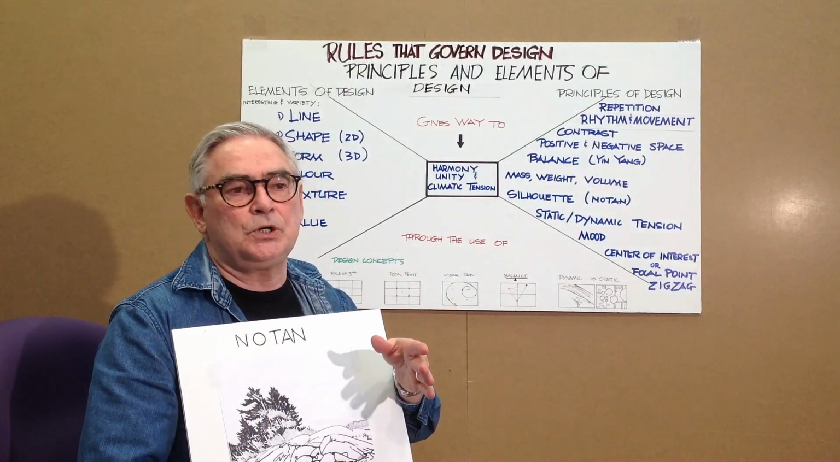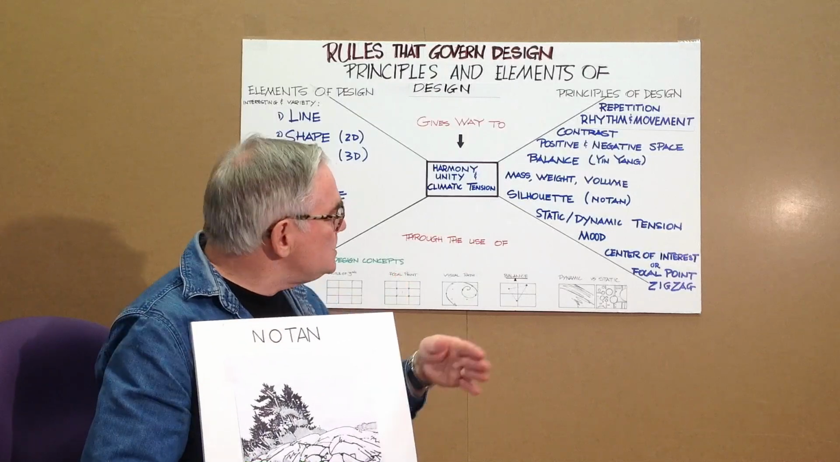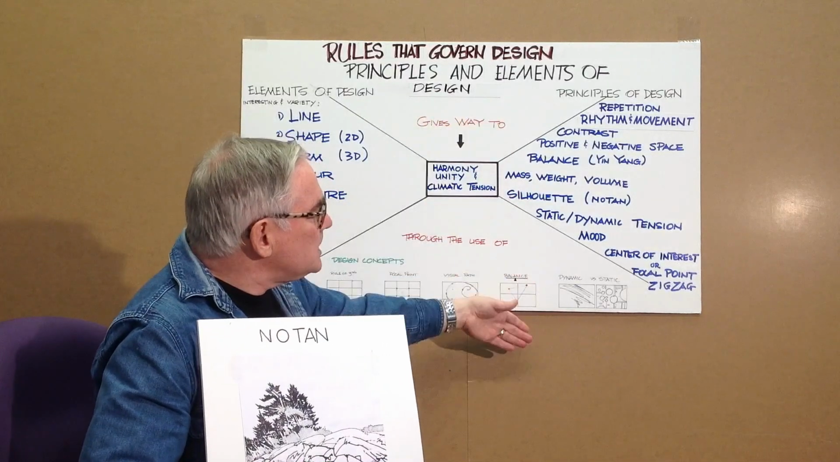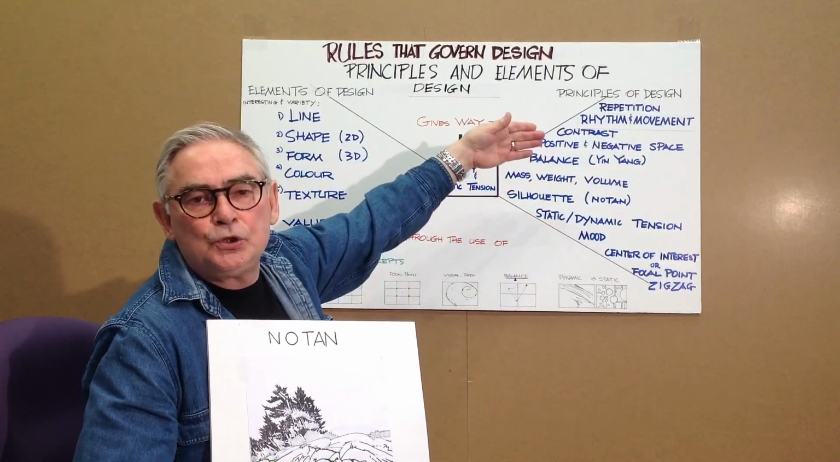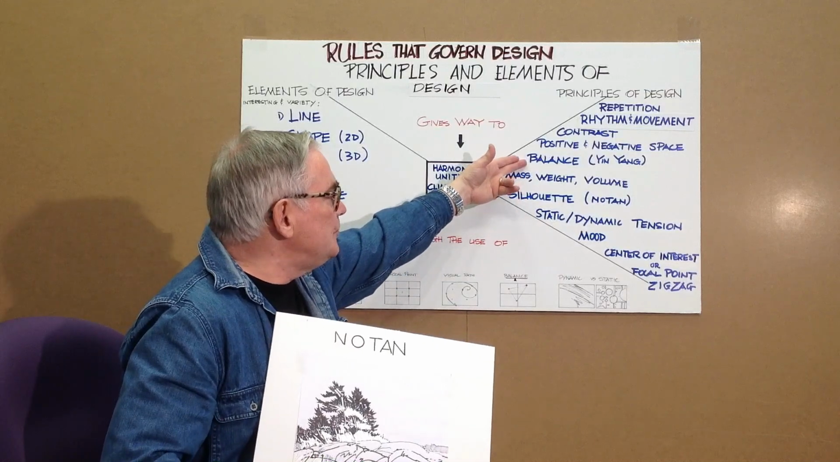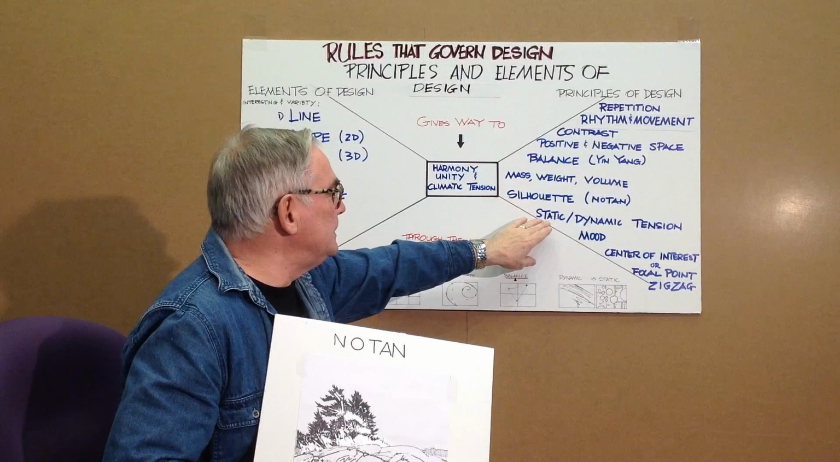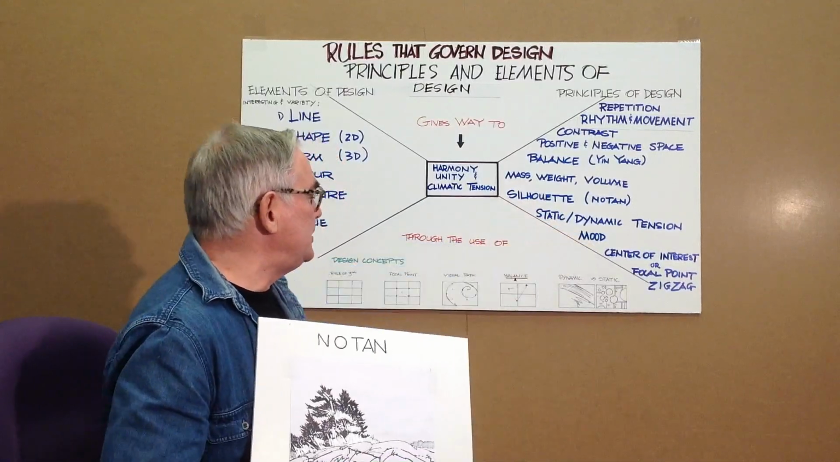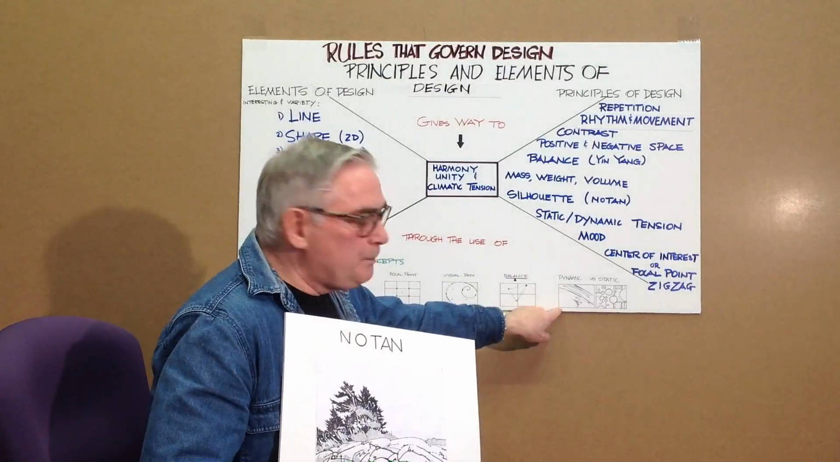Okay? So these are just things that the brain likes to see. These are the secrets, the tricks that keep the eye, keep the brain in your subject matter. Okay? That's why we're doing this. So this is a big one. Okay. Silhouette, no tan. Static dynamic tension, that's down in here. They're both legitimate.